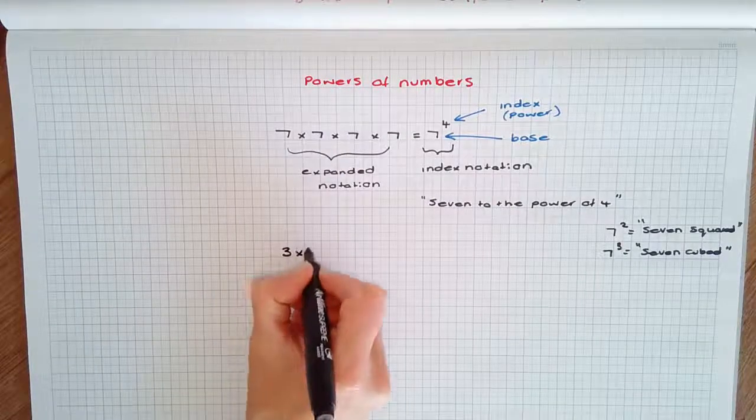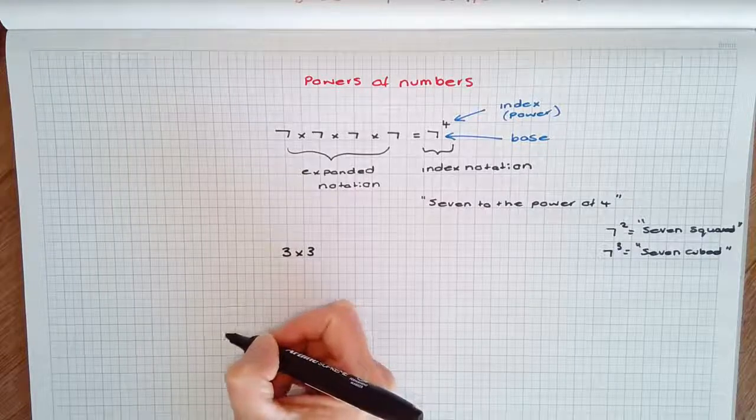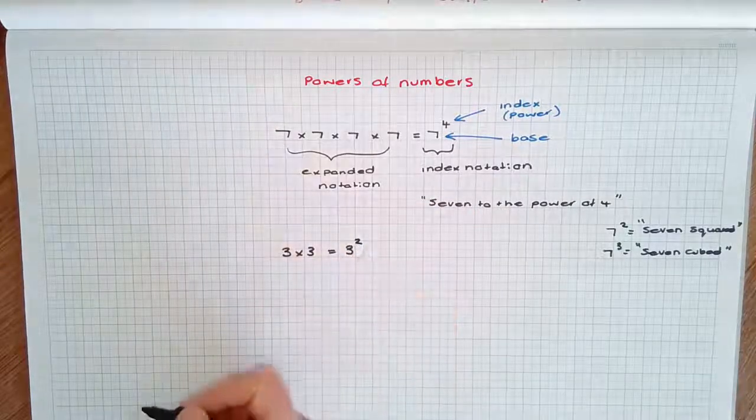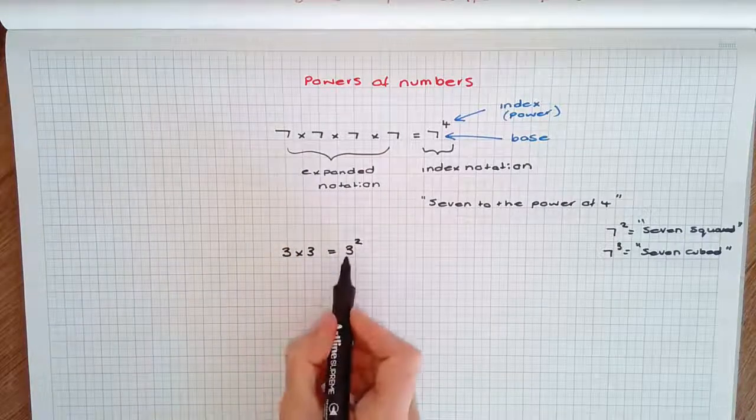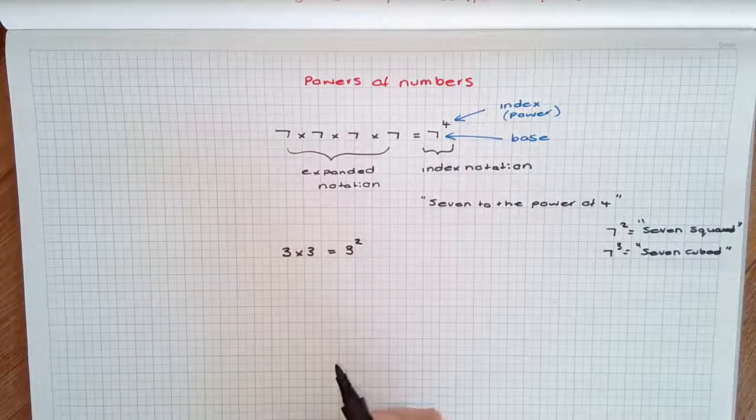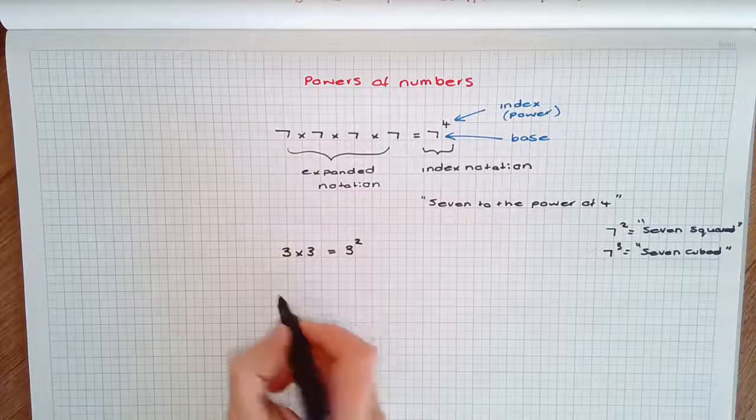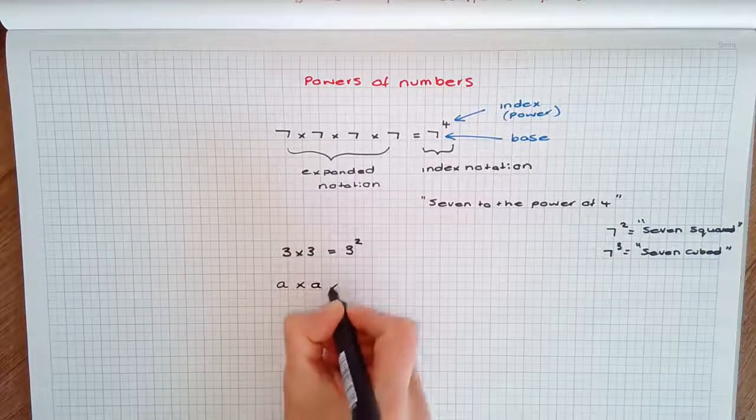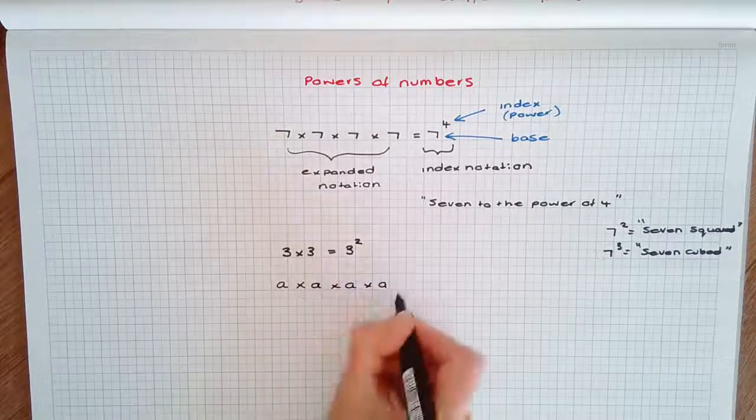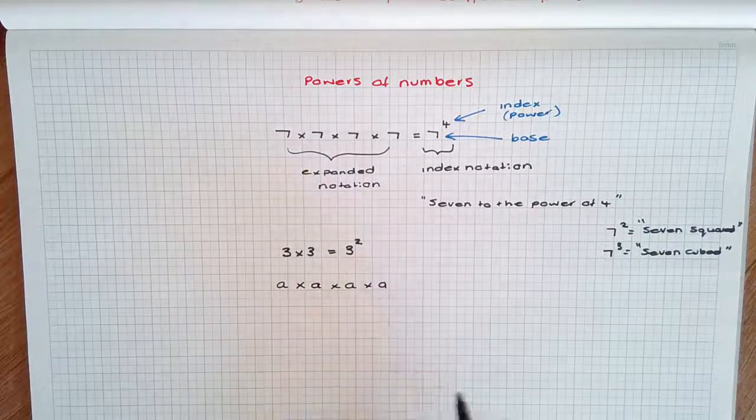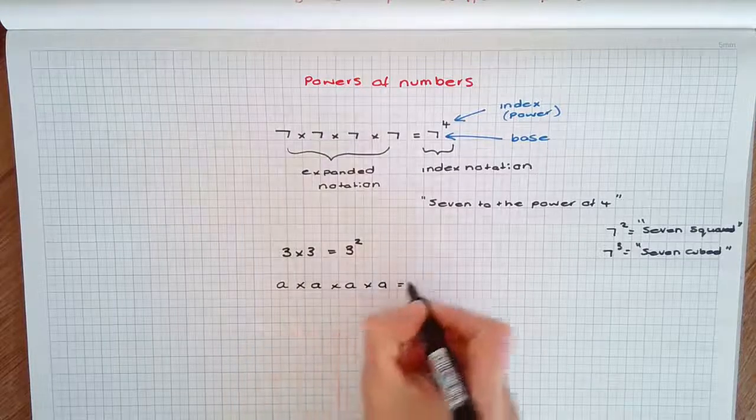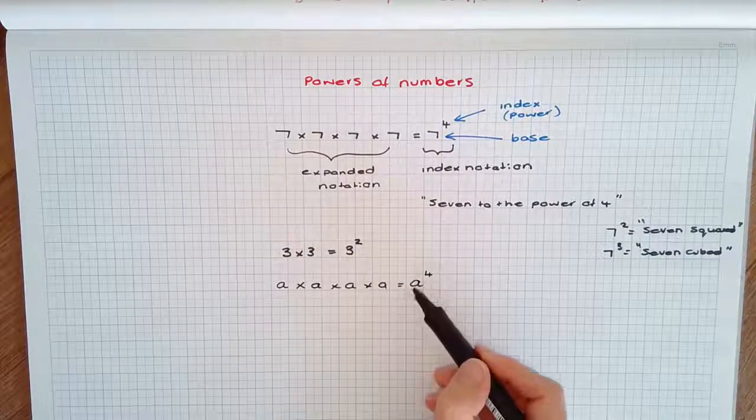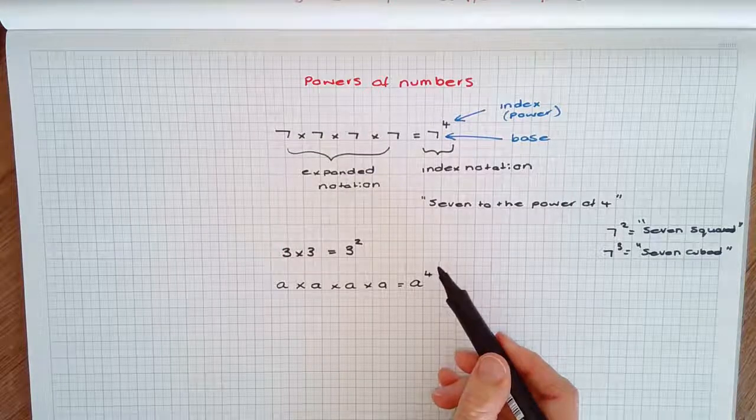3 times 3 in expanded notation is written in index notation as 3 squared, or 3 to the power of 2. The base is 3 and the power is 2. Similarly, if we didn't know the number and we say A, if it was A times A times A times A, representing any number as long as they're all the same, we could represent this in index notation as A to the power of 4. That is, A is the base and 4 is the index.